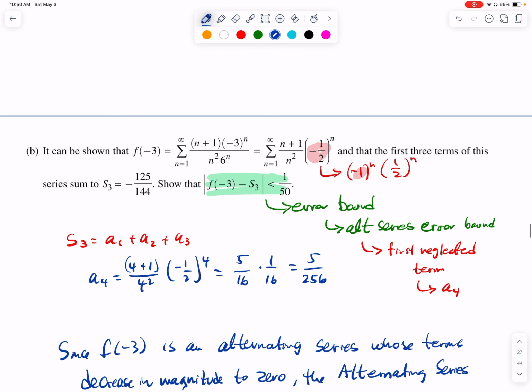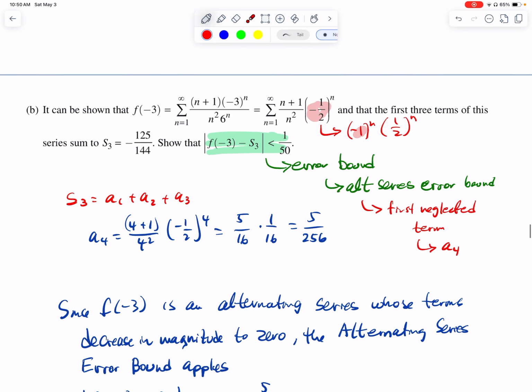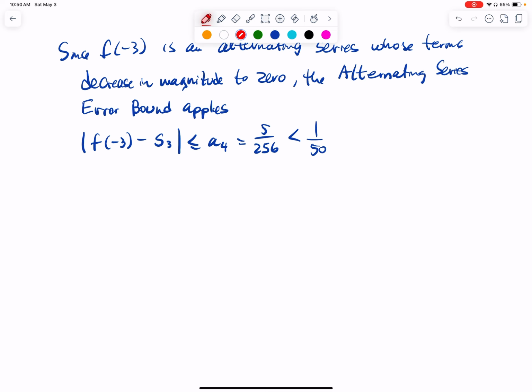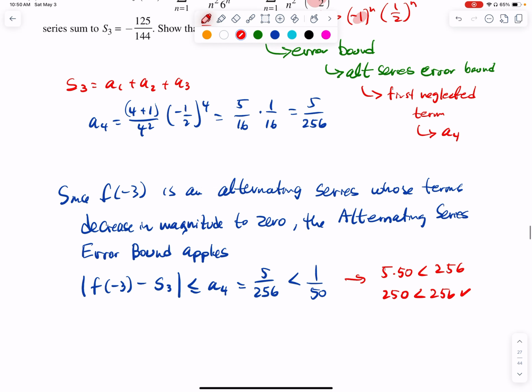Yeah, but I have something to shoot for. They always do this. They always give us a kind of clue. Is this thing less than 1 over 50? I think it is. Just to be sure, though, let's cross multiply here. So I would have 5 times 50 is less than 256. This is 250 is less than 256. So yeah, that is absolutely true. All right, so that should do it.